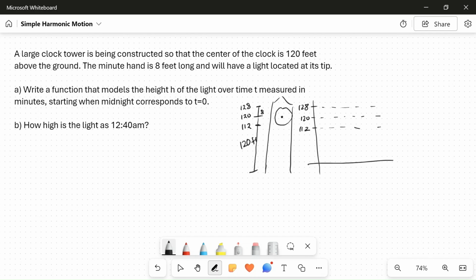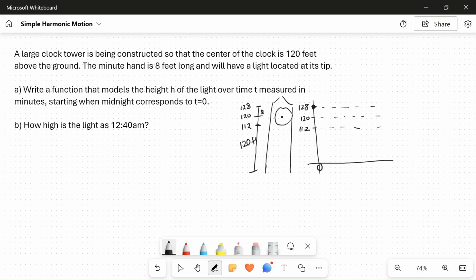Okay, so when we think about our sine or cosine graph, that's what we're looking at. We are also told that midnight corresponds to t equals 0. When a clock strikes midnight, where's the minute hand? It's pointing straight up, right? So at t equals 0, when we're on the y-axis, the minute hand is pointing straight up, so that light is going to be at the top of the graph.